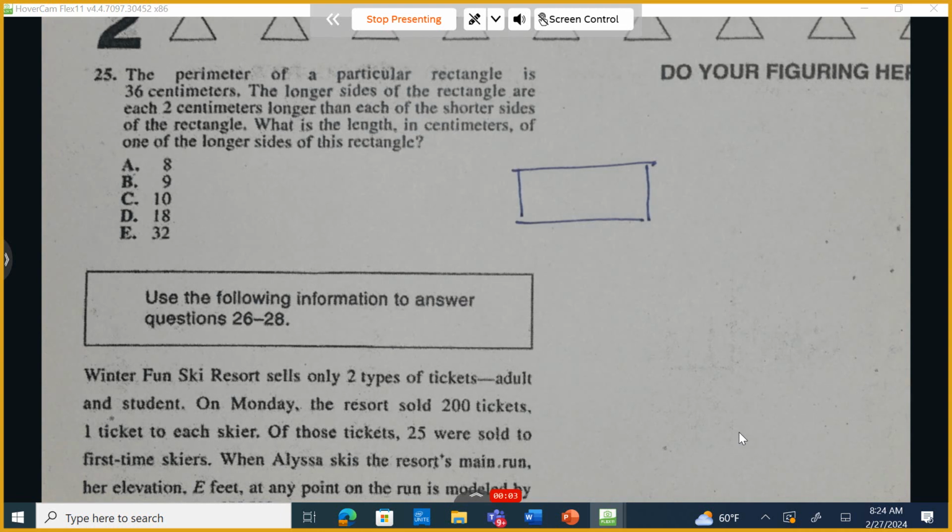The perimeter of a particular rectangle is 36 centimeters. The longer sides of the rectangle are each 2 centimeters longer than each of the 2 shorter sides of the rectangle. What is the length of one of the longer sides?